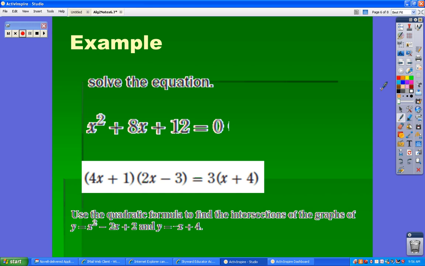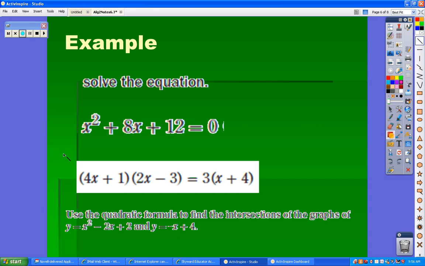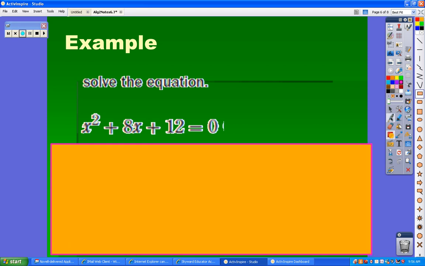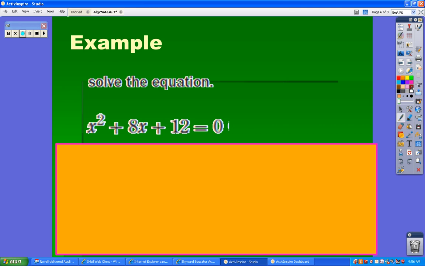Now let's actually apply it. Okay, we are going to solve the equation here. I'm going to pull up a little rectangle to do my work on. We are going to use this fun formula. First thing I'm going to do is I'm going to write it down. I'll go black here.